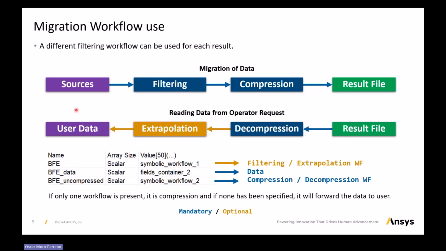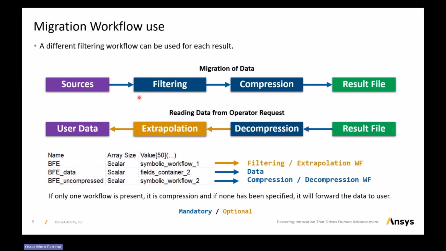So we go from a data source that would be, in this example, an RST file, and we would apply filtering and compression workflows onto each of the results that the customer has selected to put in the result file. These filtering and compression workflows are workflows just as Paul explained in his presentation. They just need to be created in a specific way so that the migration operator can use it.